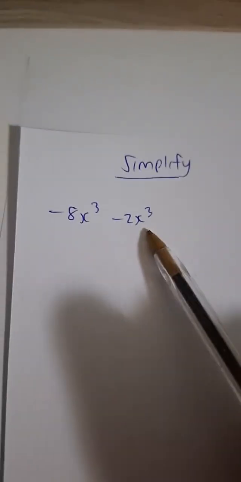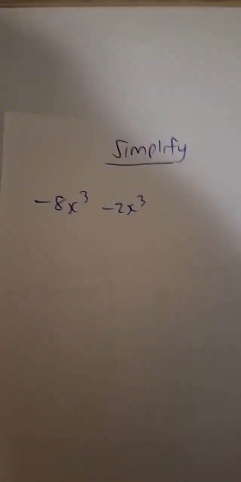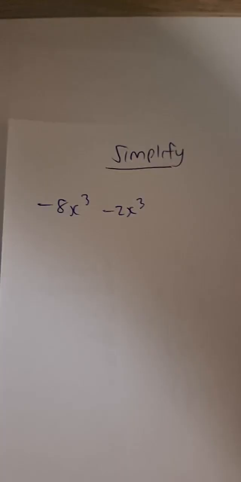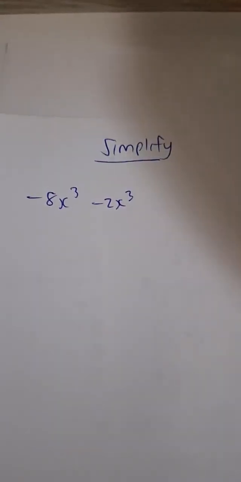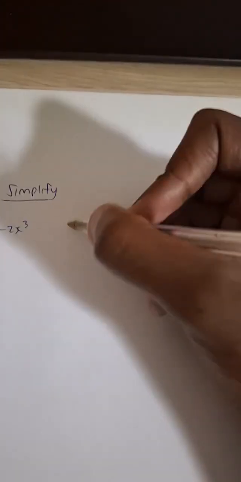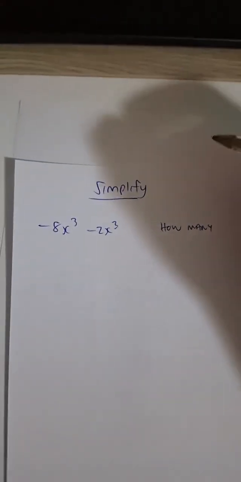Let's start here. Negative 8x cubed minus 2x cubed. We are asked to simplify the following expression. First question, how many terms in the expression? Because that's where we always start. We always check how many terms are in the expression. We need to simplify the expression, so we ask how many terms. Everybody says 2.